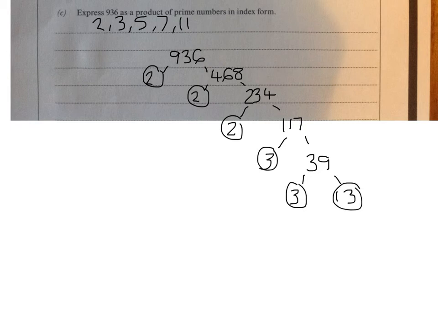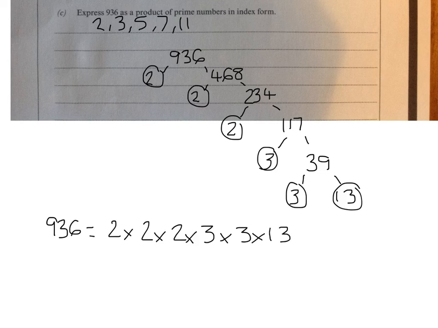Now that I've shown 936 in its prime numbers, I show it's a product of that, so 936 equals 2 times 2 times 2 times 3 times 3 times 13, which of course we can show in index form as 2 to the power of 3 times 3 squared times 13.